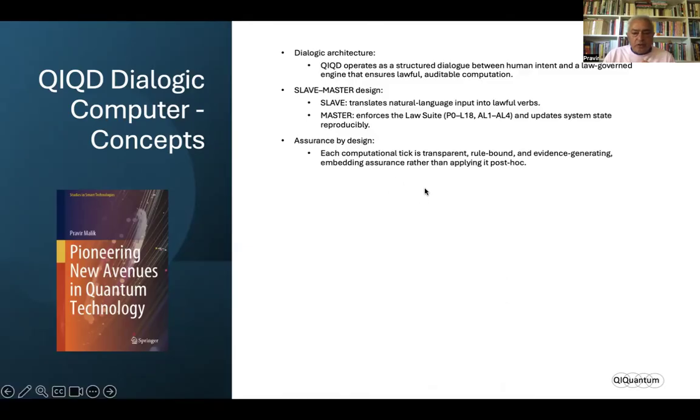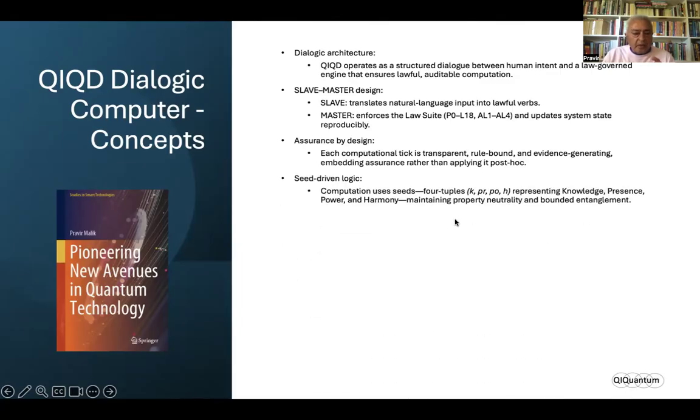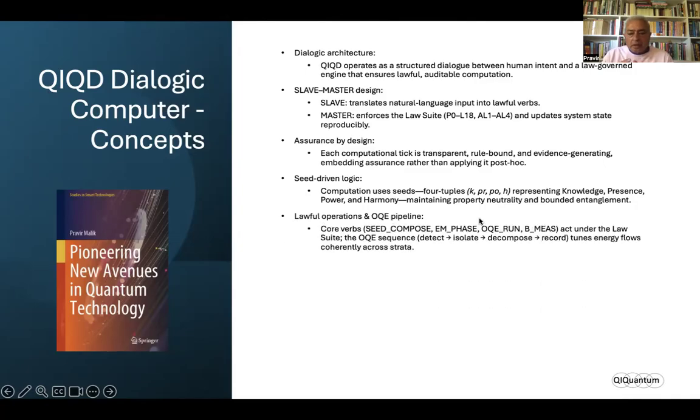So therefore, there's assurance by design. Each computational tick is transparent, rule-bound, and evidence-generating. And at the core of this is a seed-driven logic. I referred to the four tuples, K, PR, PO, H. And there's basically also a number, to give you an example of the kinds of commands.